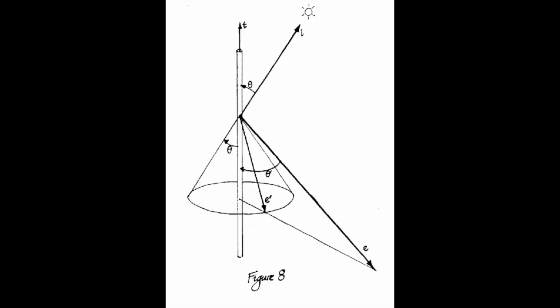The Kajiya-Kay model represents the reflection of light off hairs in not just one direction, but off a cone formed by rotating the tangent vector of the hair by the surface normal of the intersection of the ray and the hair. To implement this, we use an open-source renderer called the Mitsuba renderer.